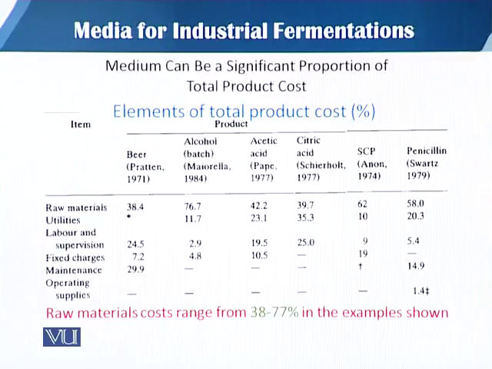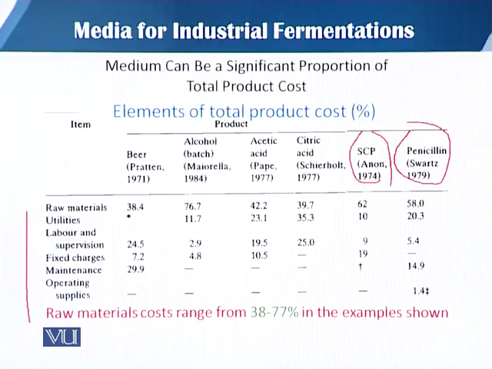You can see here, if you look at these different items: raw material, utilities, labor and supervision, fixed charges, maintenance, operation, and different supplies. These are different factors that directly or indirectly have their role in the cost of the product. You can see the role of these different factors in the cost of these different products: the beer, alcohol, acetic acid, citric acid, single cell protein, and penicillin.